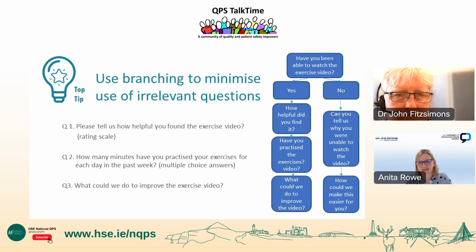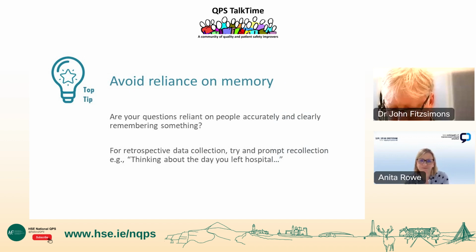Branching is really important, and tools like Microsoft Teams are really useful and easy to use, and it's very easy to set up branching. It's very frustrating if you're filling in a survey to have to answer questions that aren't relevant to you. So I would definitely say using branching to reduce that is key.